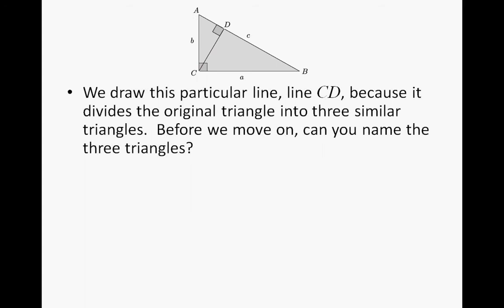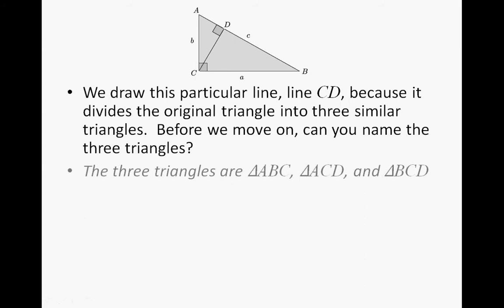So draw this particular line CD, because it divides the original triangle into three similar triangles. Now you might be saying, well, wait a minute, that's a typo. There's only two triangles. But don't forget, we have the original large triangle too. So we actually have the whole thing. We have a smaller one here and then a medium size here. So we do have three similar triangles. Before we move on, can you name the three triangles? Well, the three triangles are ABC, ACD, and BCD.